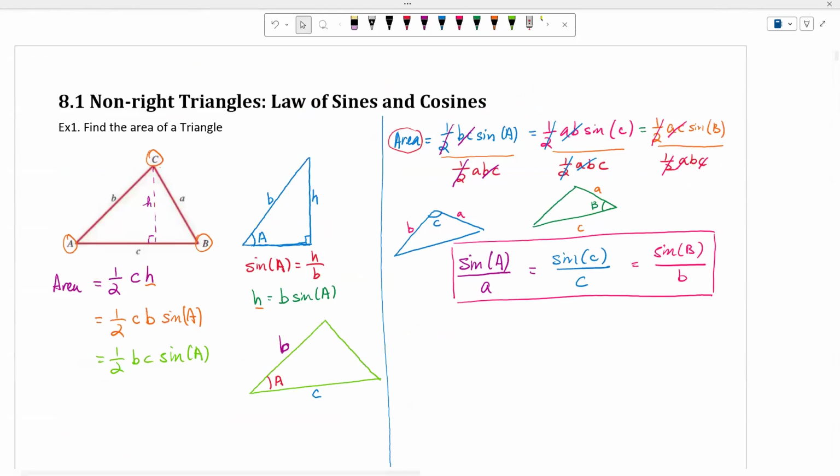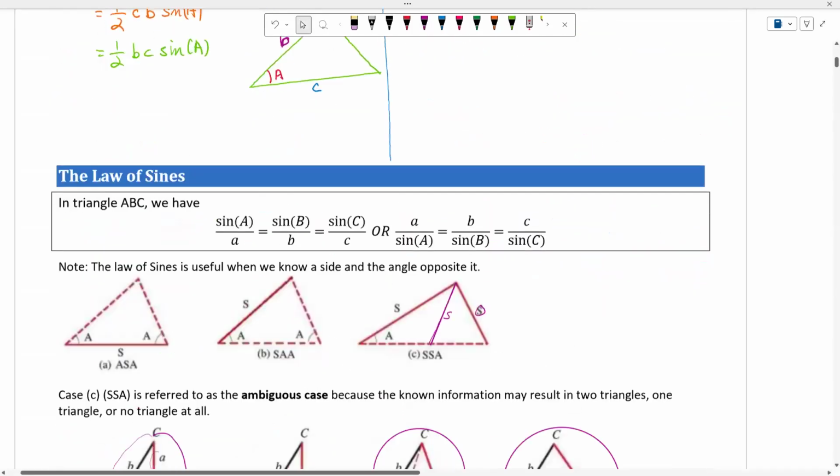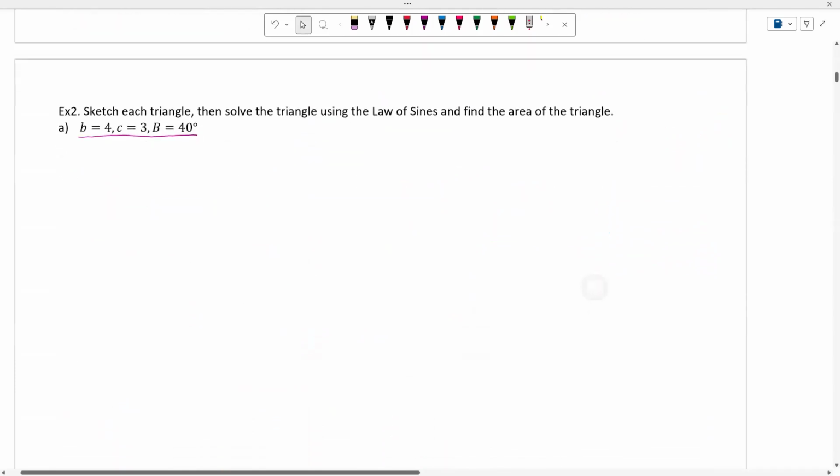Now you see that when we try to set up the triangle, to this angle A, the opposite side is side a. To this angle B, the opposite side is side b. To this angle C, the opposite side is side c. Once we know this, let's see how we draw this.